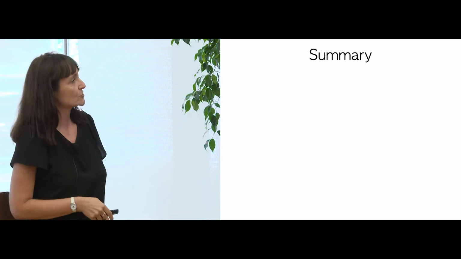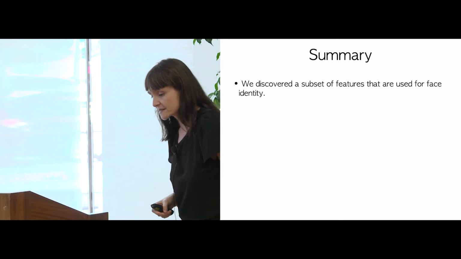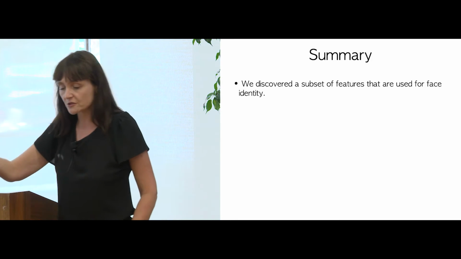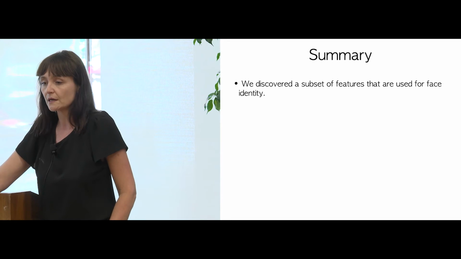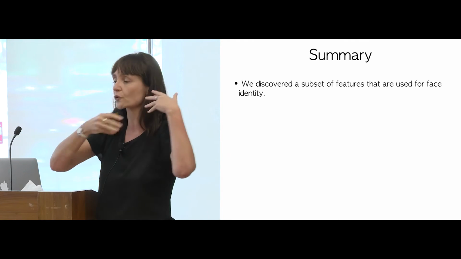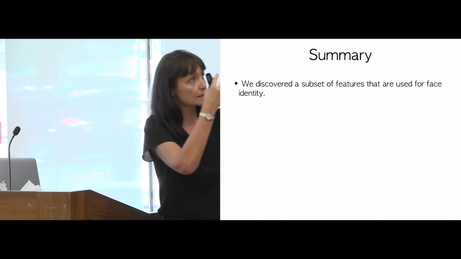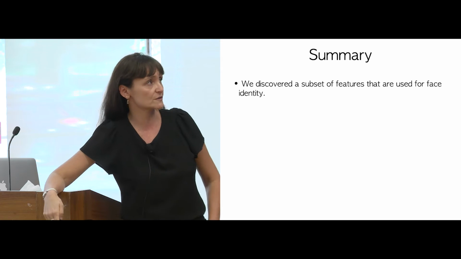So to summarize what I showed you so far, I showed you that we discovered the subset of features that are used for face identity. And again, I showed you that those features are also found in deep neural networks. It's not that we think that the network is representing eyebrow thickness or lip thickness. It's storing some information that is correlated with those features. It was convenient to use them because we had to communicate to our subjects which features to measure.